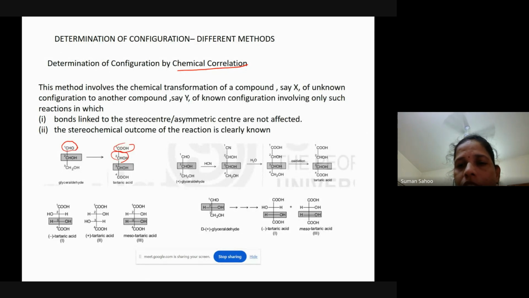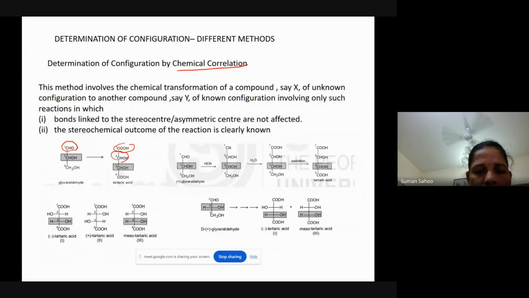If you do the reaction, when this aldehyde group is treated with hydrogen cyanide, it first gives a cyanohydrin, which upon hydrolysis gives the acid. In this transformation, the configuration of carbon number 2, when it is converted to tartaric acid, that is carbon number 3, remains the same because it is untouched in this transformation.